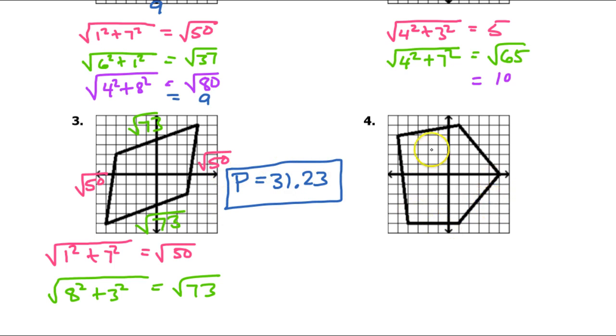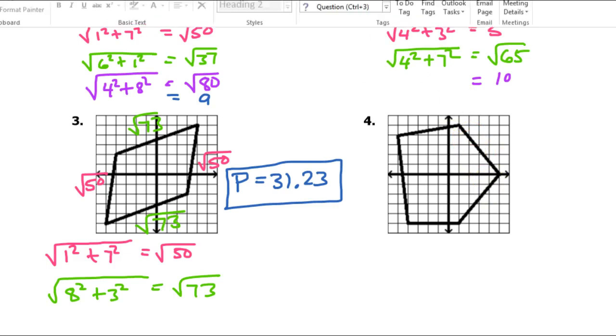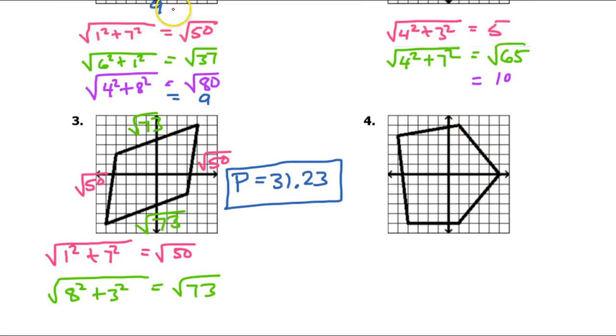Okay, how about problem number 4? Let's do the same thing. I can see some symmetry happening here. It looks like these two lengths are going to be the same. You can save a little bit of time if you can see that they have the same slope and they're coming from the same point. I can see this is an isosceles triangle, so I don't have to do it twice. I can just do it once.